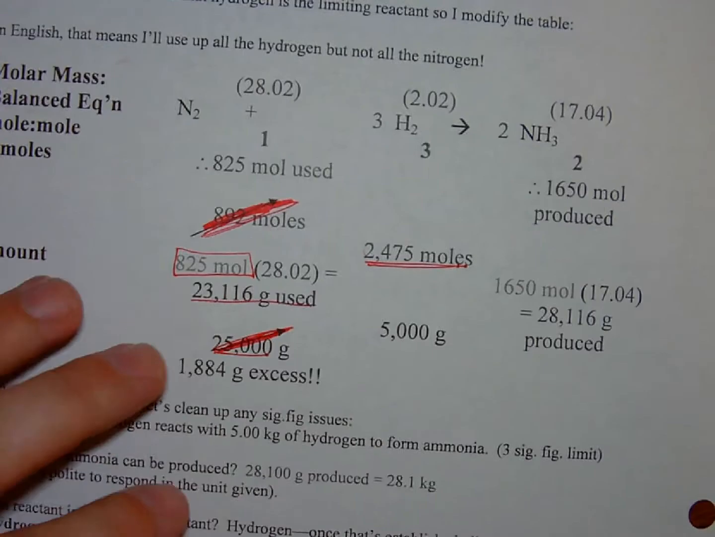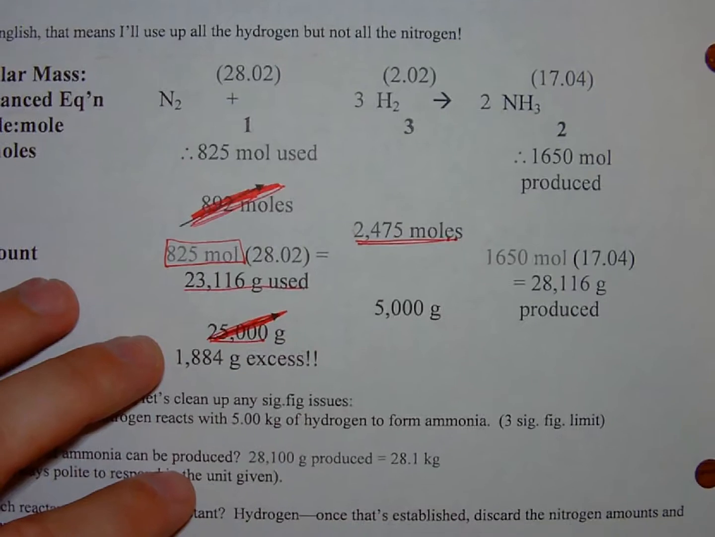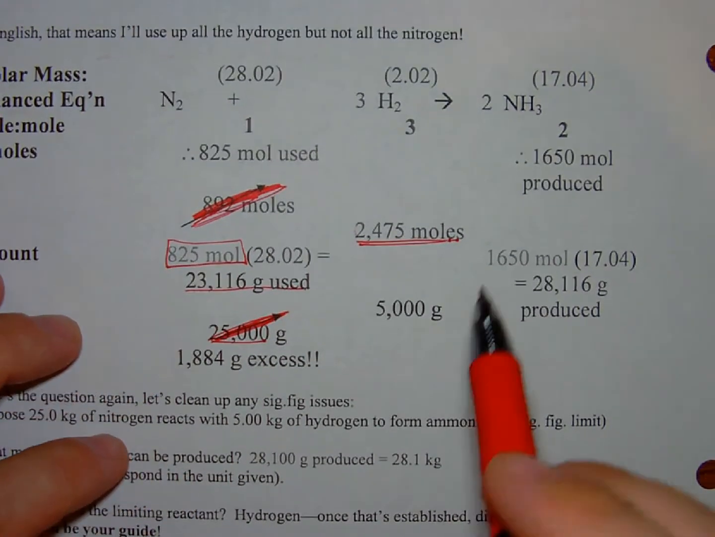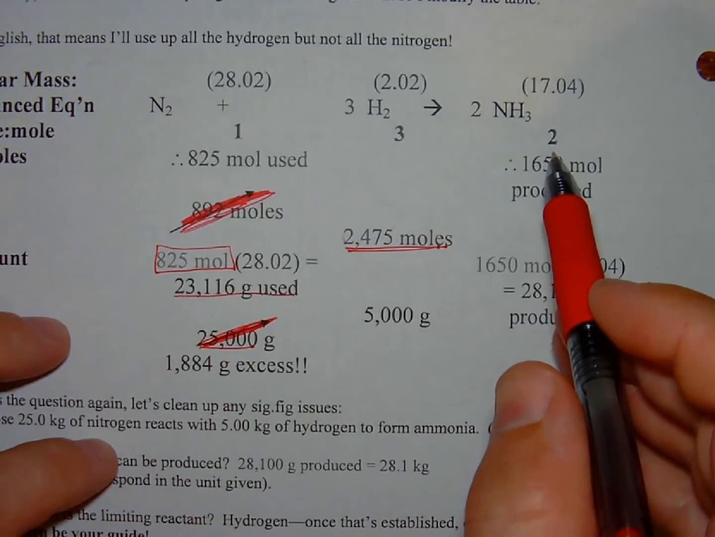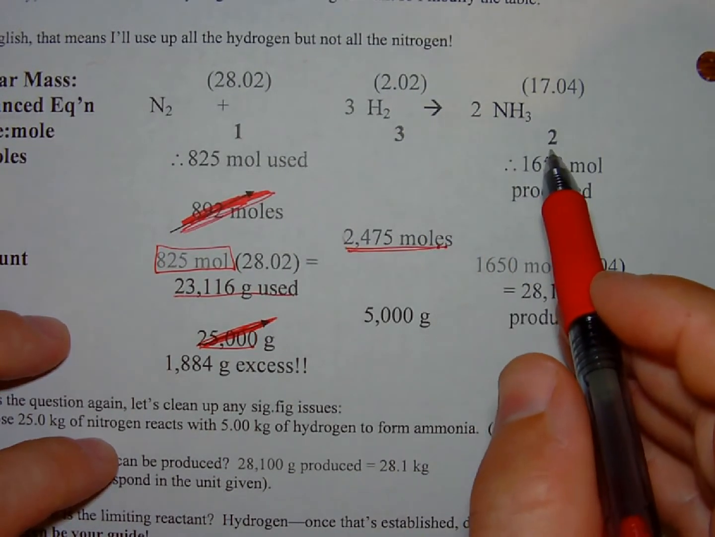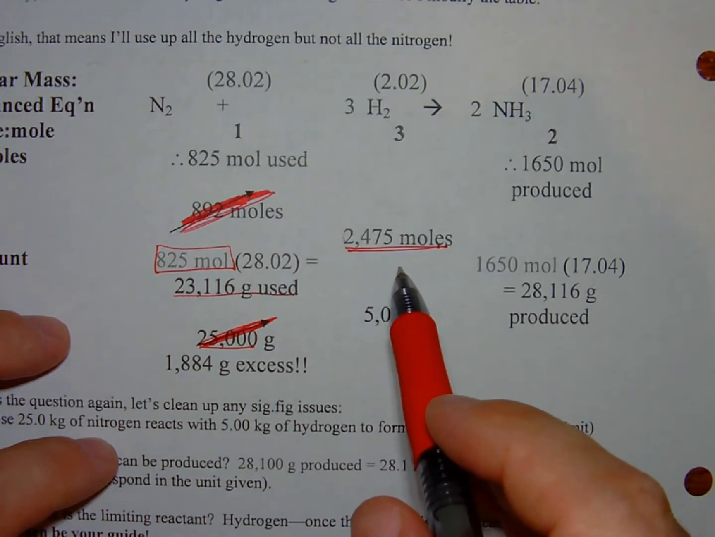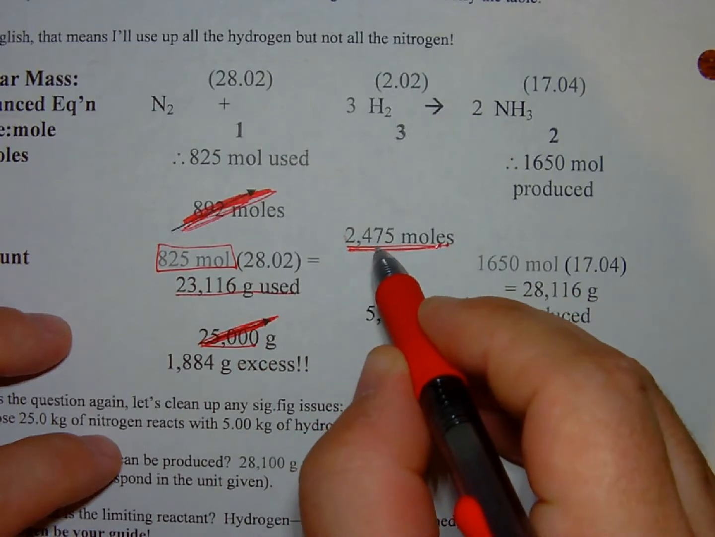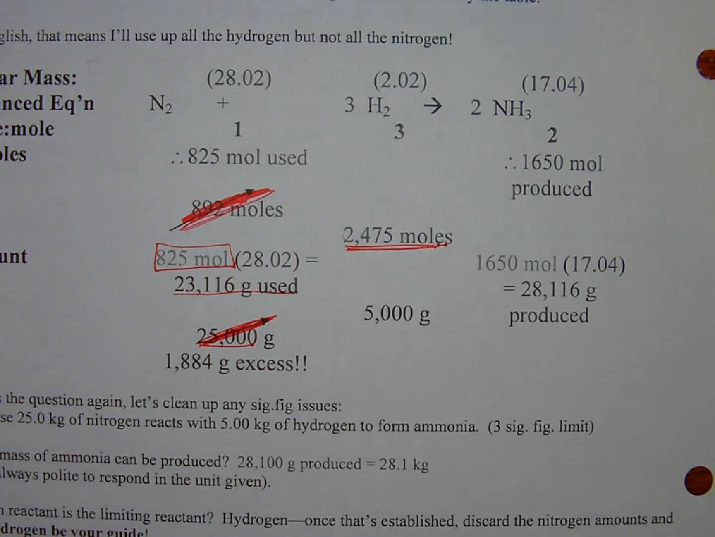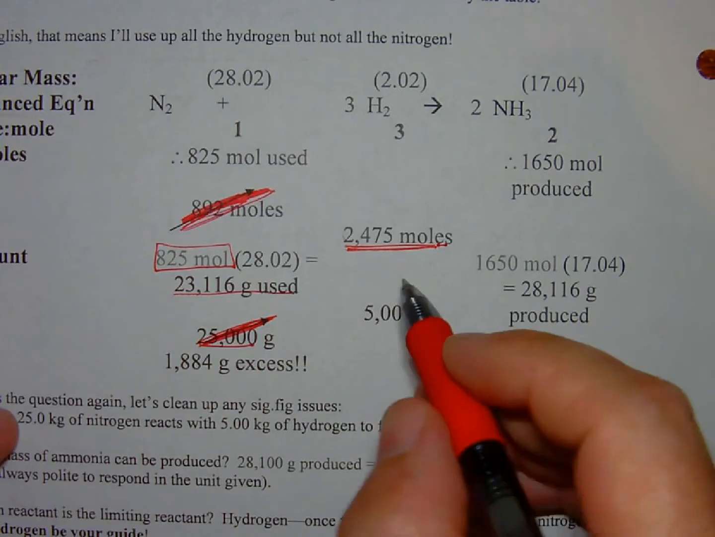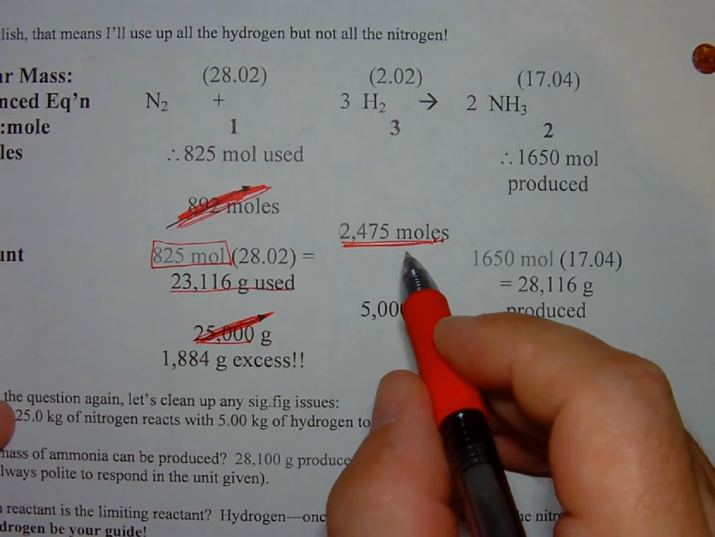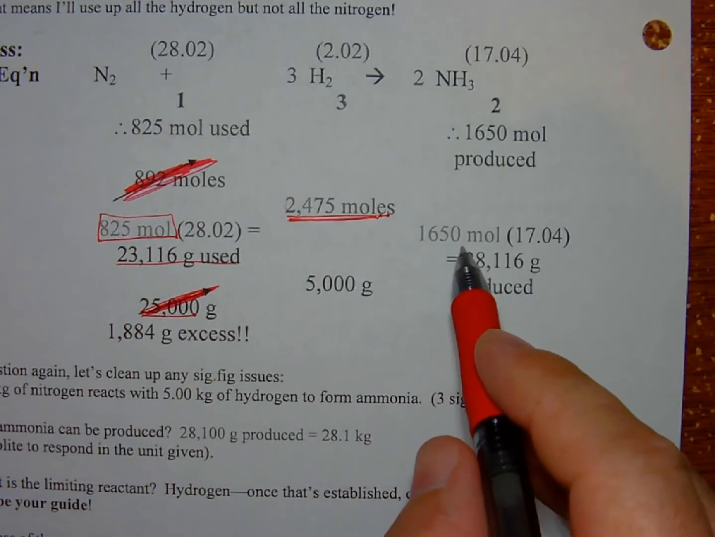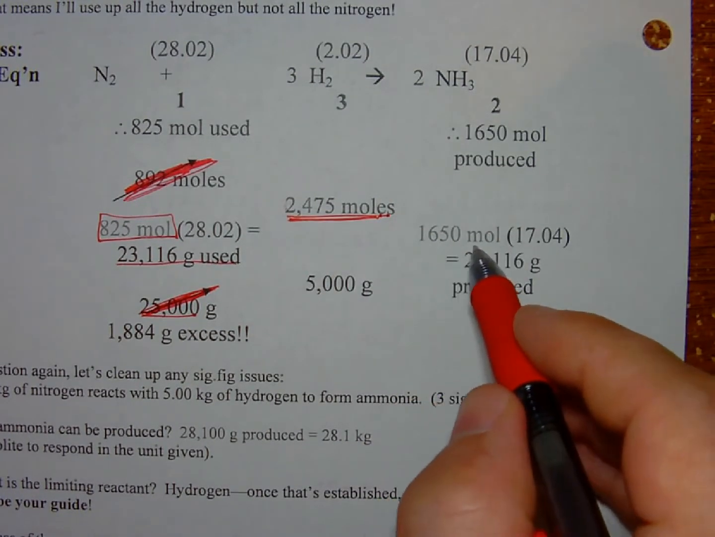The other question that is going to be asked very, very regularly is how much ammonia is going to be produced. Well, this is a 3 to 2 ratio, right? A 3 to 2 ratio. And so I am going to use a 3 to 2 mole ratio to figure out that if I were to react all 2,475 moles of hydrogen, which I am, because this is a limiting reactant, it's going to be completely consumed, I could produce at a 3 to 2 ratio 1,650 moles of ammonia.